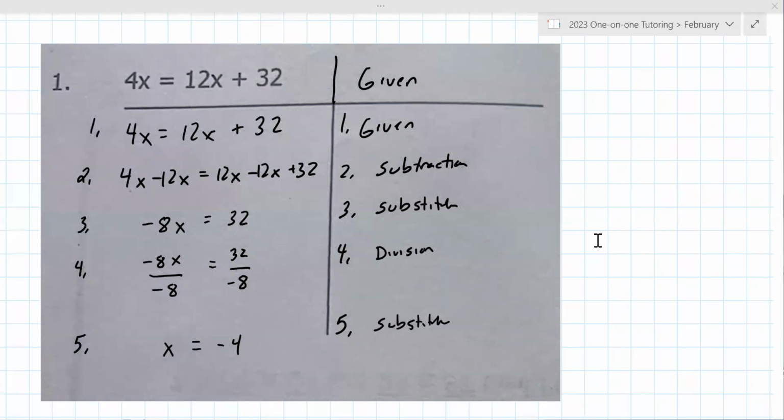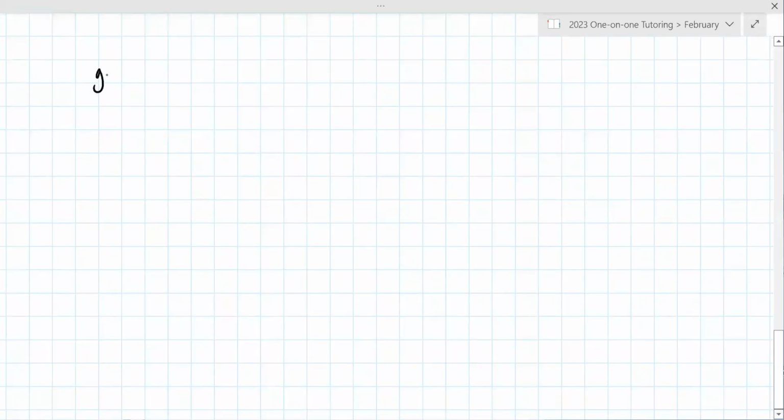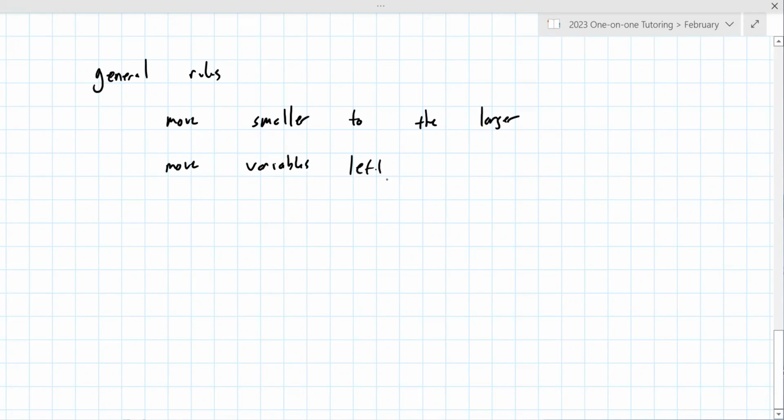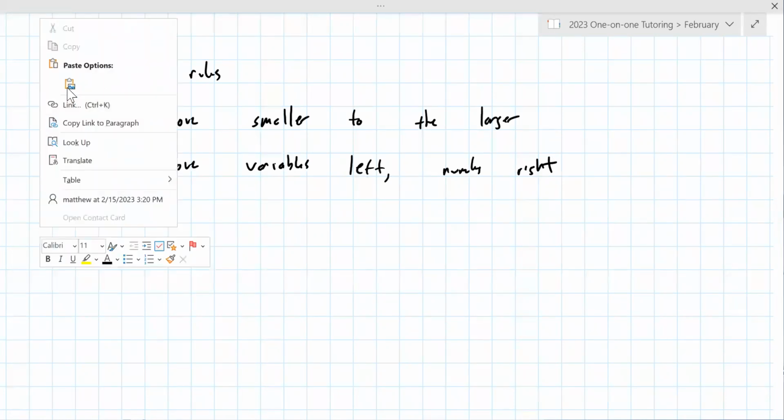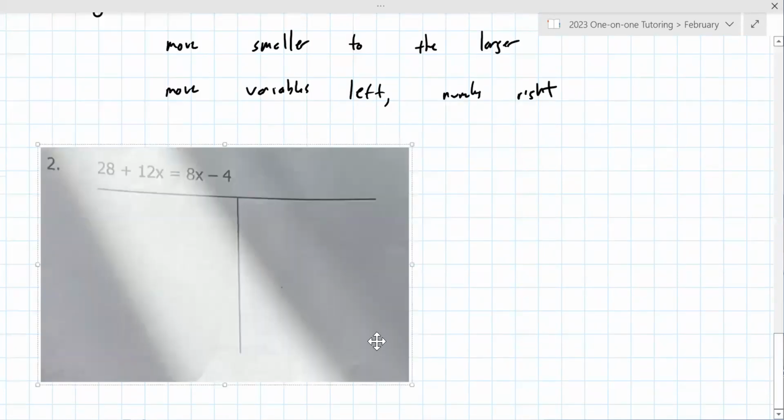Okay. Just before we move to 2, some general guidance on solving. These are general rules: you move from the smaller to the larger, and you generally move the variables left, and then the numbers right. These are just some things to think about as we look at the next couple of problems. It kind of applies to this one.